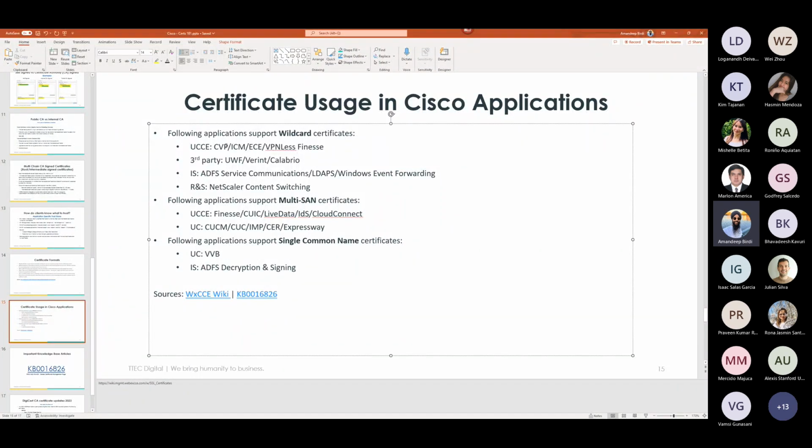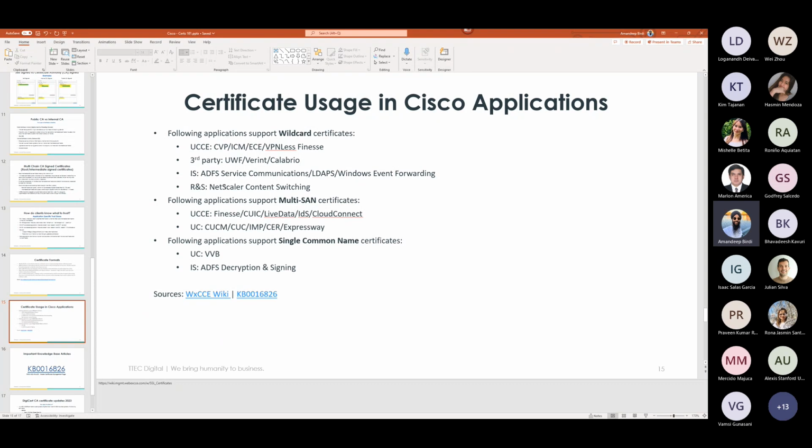So UCCE, you've got CVP, ICM, ECE, VPN-less Finesse. Third-party servers or applications, Upstream, Calabrio, as far as I know. Maybe even Acqueon or LCM uses it, I'm not sure. IS is using it for ADFS, service communication cert, for LDAP or secure LDAP. They're using it for Windows event forwarding.